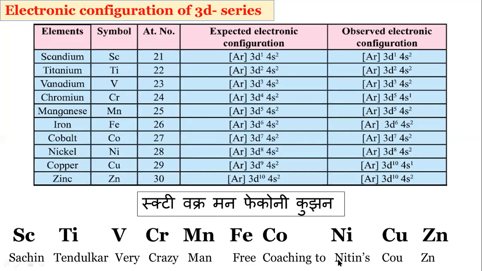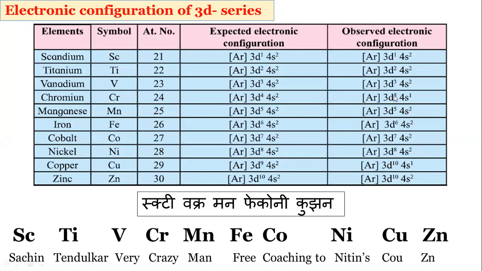But only chromium and copper show exceptional behavior for getting extra stability. We can see the expected electronic configuration is like this, but the observed electronic configuration is changed in chromium and copper. In chromium it is 3d5, and in copper it is 3d10. Why is this happening? In 11th standard also I explained this: for getting extra stability, one electron from 4s is shifted to 3d.